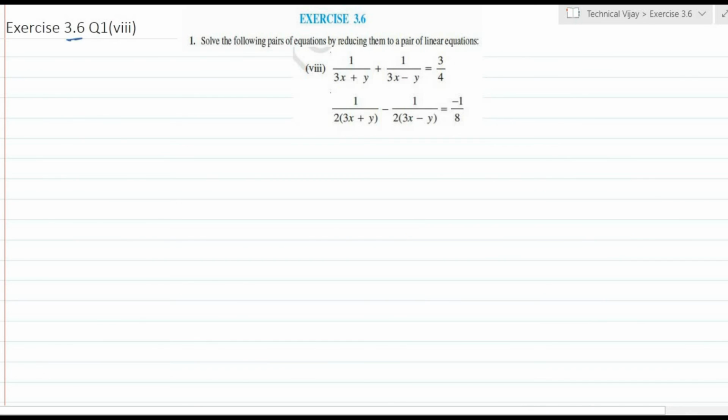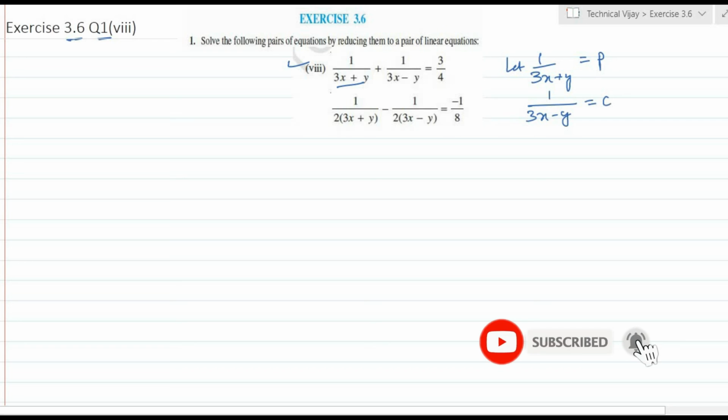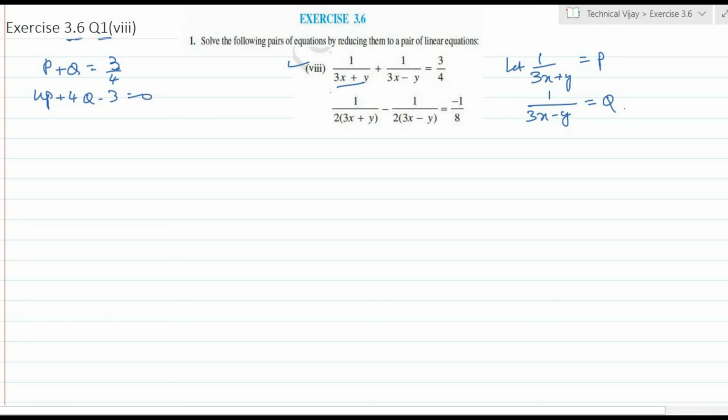So here, exercise 3.6 question number 1. In this 8th portion, 1 divided by 3x plus y, and here 1 divided by 3x minus y. So we can assume 1 divided by 3x plus y is equal to p, and 1 divided by 3x minus y is equal to q. Okay, we will substitute here. So p plus q is equal to 3 by 4. Or otherwise, cross multiplication, 4p plus 4q minus 3 equal to 0. Okay, this is one equation.